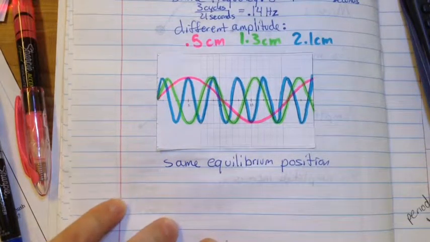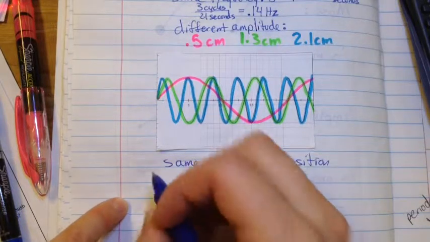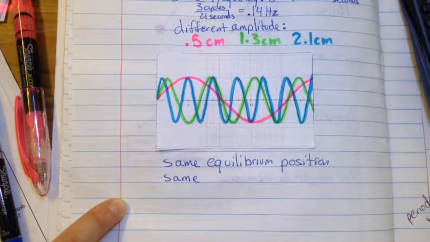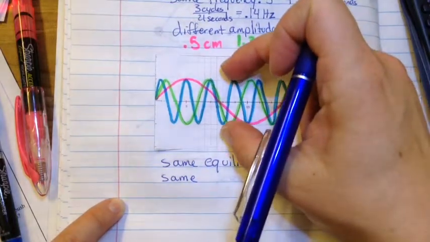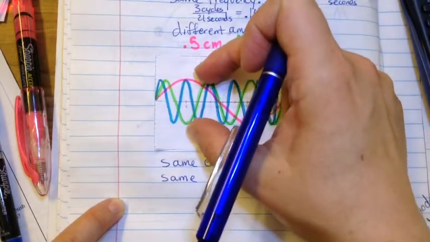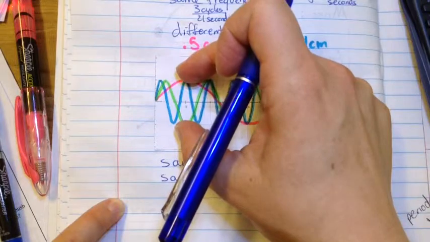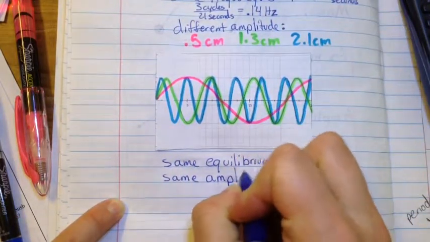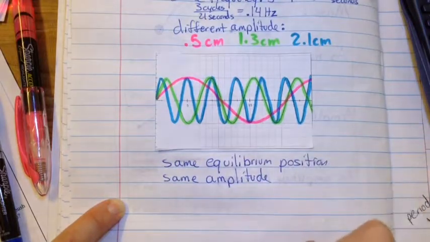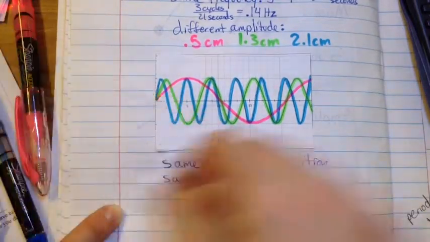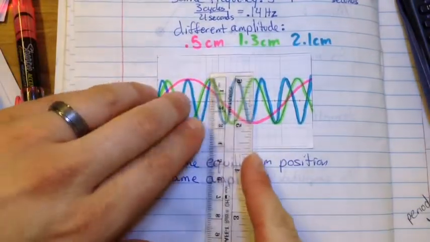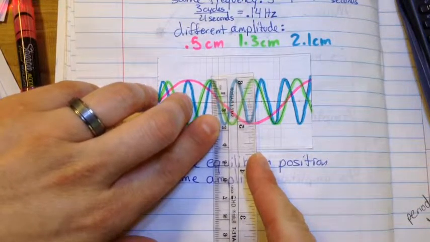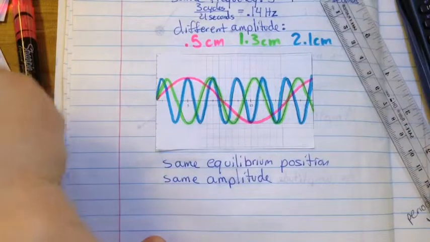All right. Now I'm going to ask this. What else is the same? Look how tall those graphs are. The green one, the blue one, the pink one. Amplitude. They all have the same amplitude. And that amplitude is, from the equilibrium position to the crest, 1.3 centimeters.